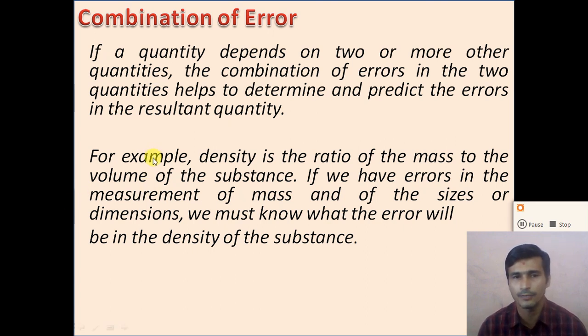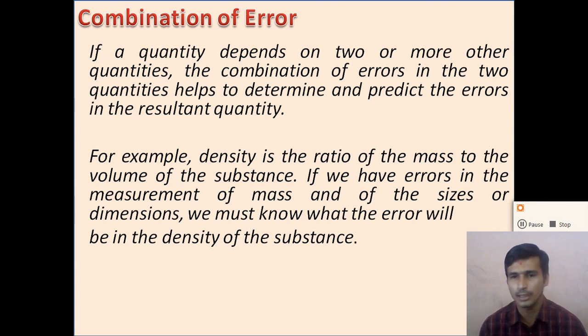For example, if we want to measure the density of an object, what is the formula of density? You know that, right? Density is mass divided by volume. Density is the ratio of mass to the volume of the substance. So to measure the density, we need to measure the mass of the object and the volume of the object. For the volume, we measure the length, breadth, and height of the object.